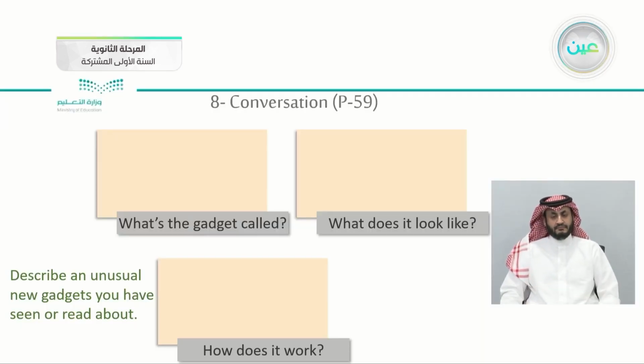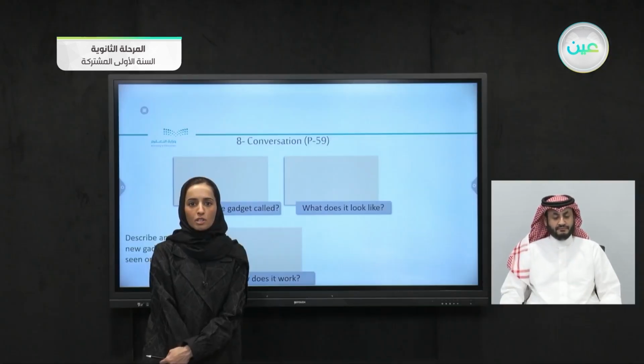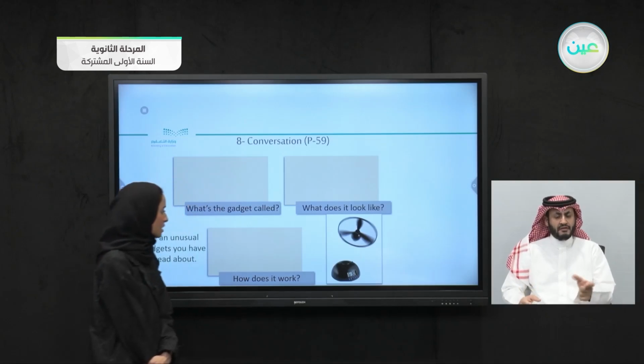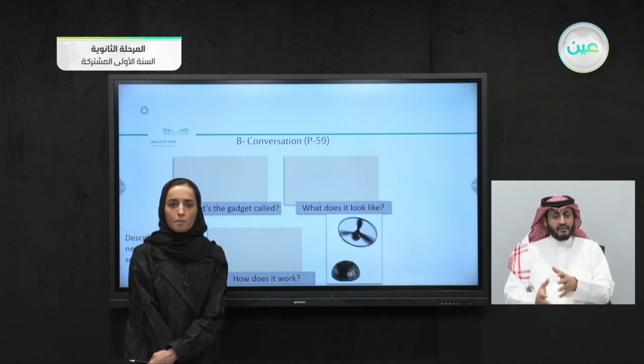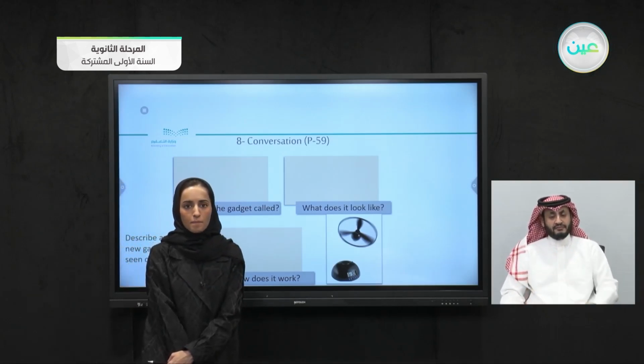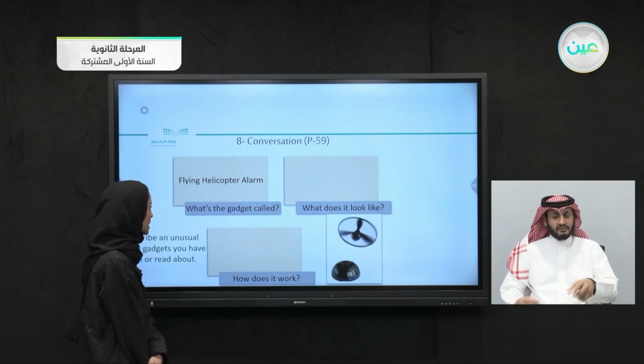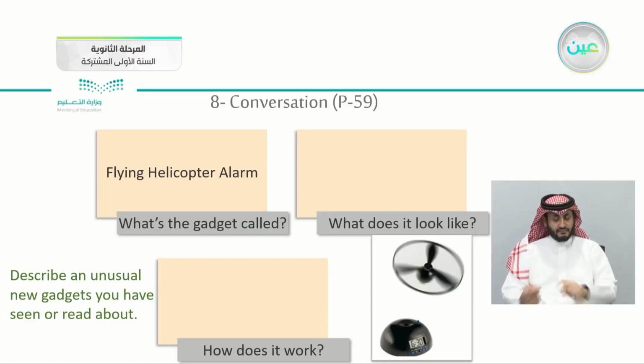On the same page, page 59, describe an unusual new gadget that you have seen or read about. You will say three things about it. What is the gadget called? The name. What does it look like? And how does it work? Let's speak about any gadget. For me, I will speak about the flying helicopter alarm because we have just described it. This is the gadget. It is called the flying helicopter alarm.